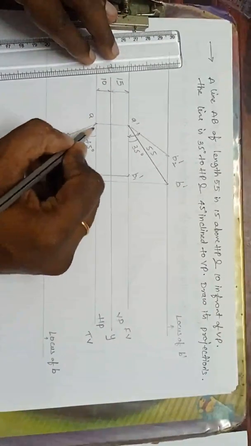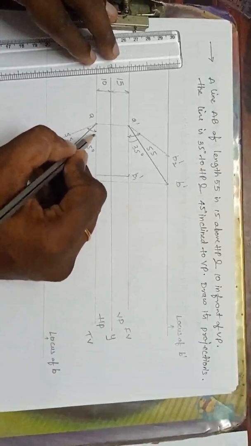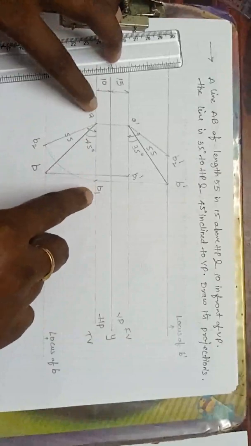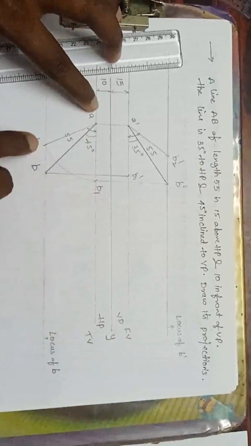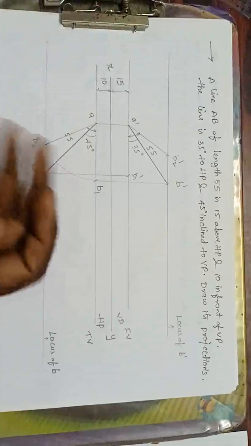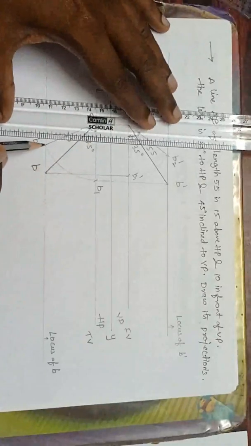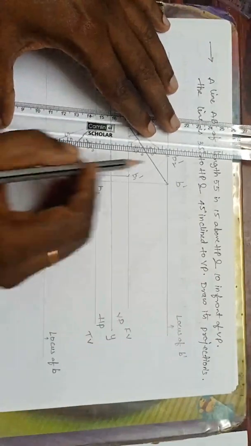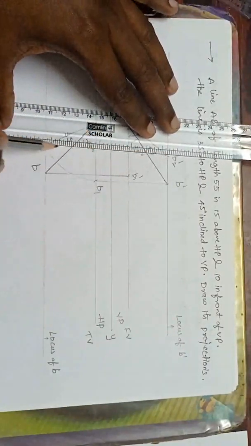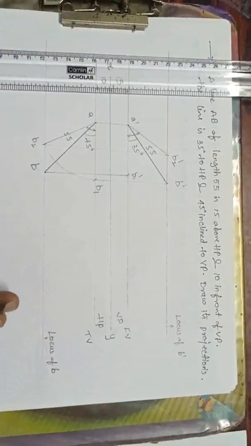Now this is the imaginary angle from the VP. This is the imaginary length A, B1, and this is the imaginary angle. So like this we have to draw, if it is inclined to both. And next, I have to draw B2 and B2 dash. It should be a straight line. I have to check that it is straight. Okay, let us come to the next one.